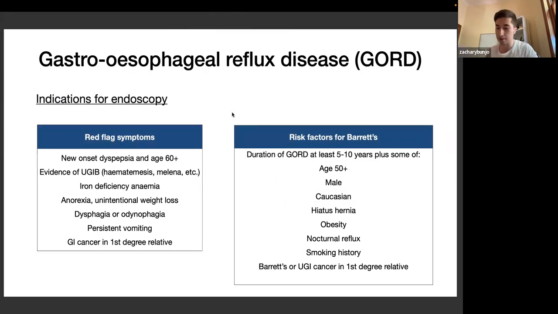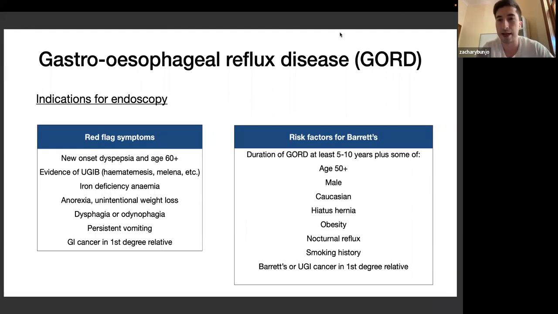So here are those classic red flag symptoms that warrant an endoscopy. And once again, in taking a history in a patient with reflux, you should be asking about all of these red flags as well. So new onset symptoms in an older person obviously is a concerning finding. If they've got any symptoms that suggest an upper GI bleed, so that's hematemesis, melena or a finding of an iron deficiency anemia, you should further investigate. Any constitutional symptoms, dysphagia or odynophagia, any persistent vomiting, or if they've got a pretty strong family history of cancer.